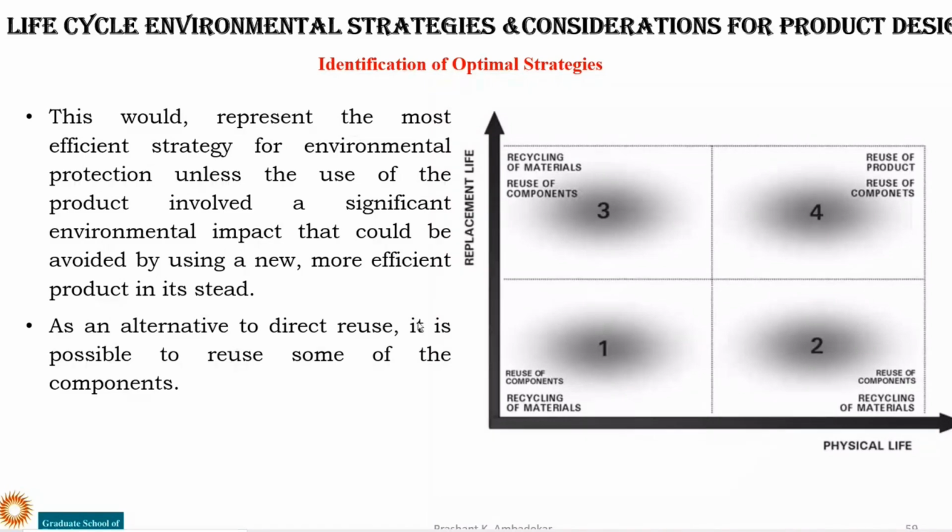As an alternative to direct reuse, it is possible to reuse some of the components. For example, in a fan, what are the parts? There is a motor, then there is a capacitor or condenser, and then there are parts like blades and rods and all those things. So if you don't want to go with direct reuse, you can reuse some of the components. Some of the components can be reused in a new product. That's it.